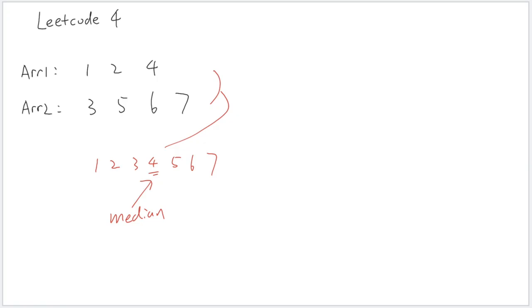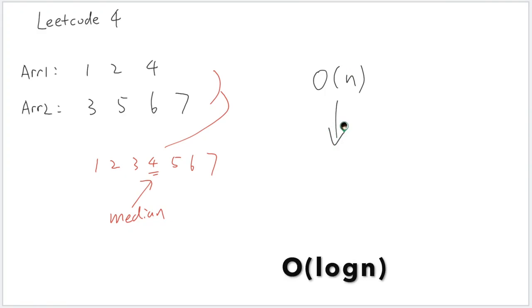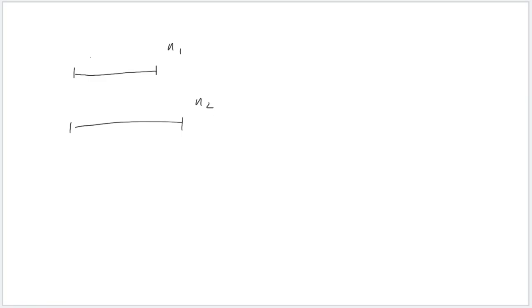So we can obviously see that the simplest solution would be to merge these two arrays into a single array, and we can easily find the median, which has a complexity of O of n. However, the question asks us to improve to a log n complexity. So let's abstract this problem a little bit.